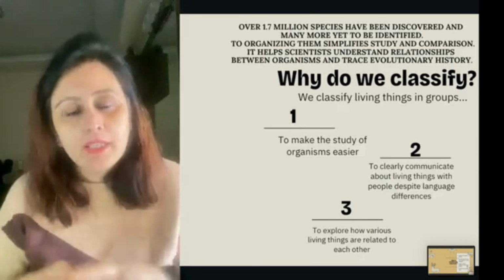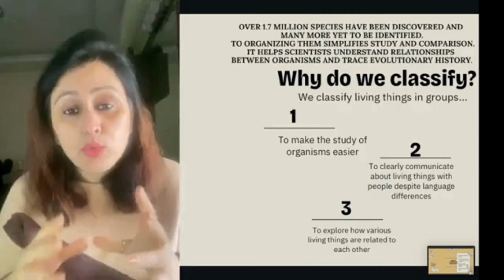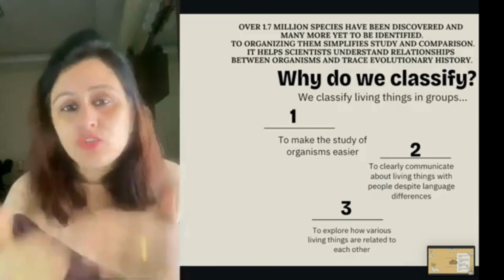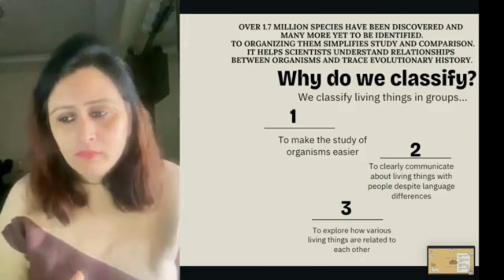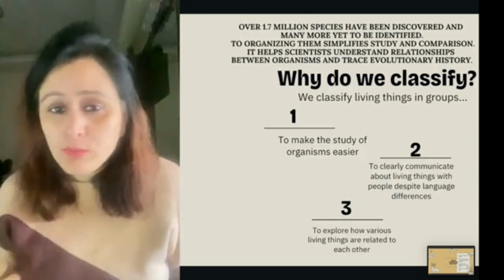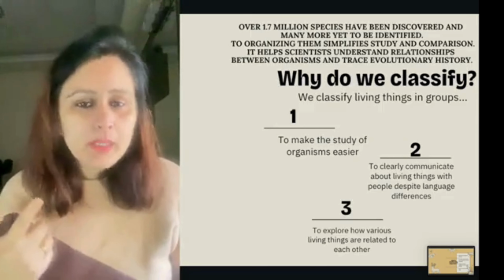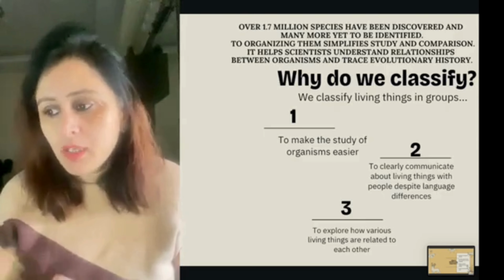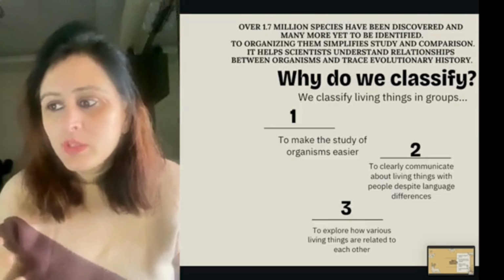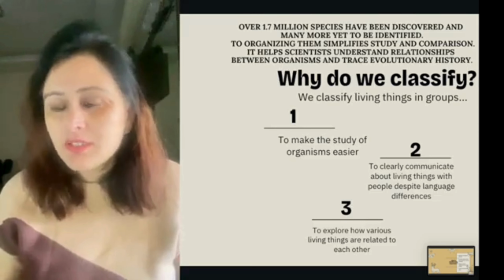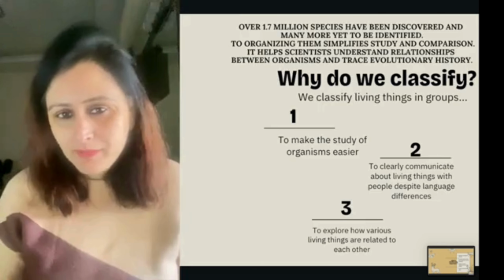So that is why, इतने सारे organisms हैं. अब उनको ऐसे study करना, there has to be some way in which they can be classified. So why do we classify? The answer to this question is, number one, it becomes easier to study them, right? Number two, to clearly communicate among living things with the people despite language differences. So let's take the example of elephants here.